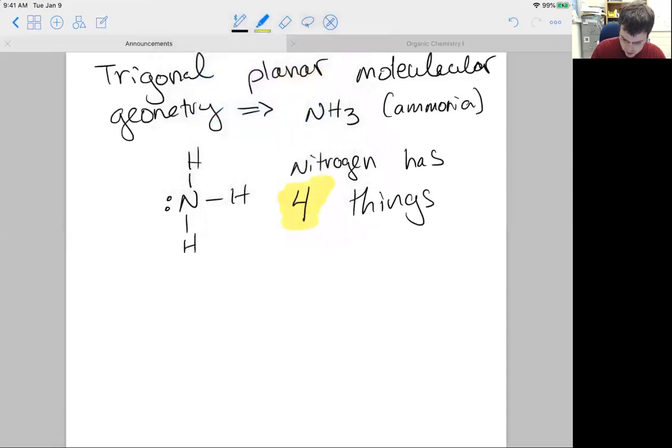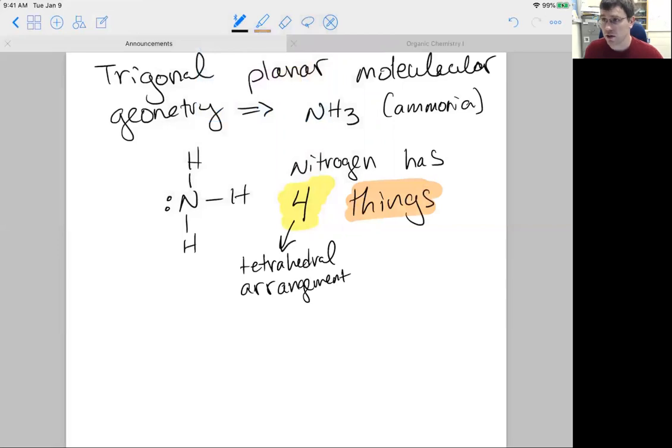Okay, 4. If I see 4 things around any central atom, I know that I want to arrange them in a tetrahedron. So I'm going to write here, we're going to have a tetrahedral arrangement of its things. Now, I'm not sure how my colleagues that are also chemistry educators think about the word things, but it's been a very useful word for me, especially as we get into something called hybridization. So things are going to be lone pairs and other atoms.